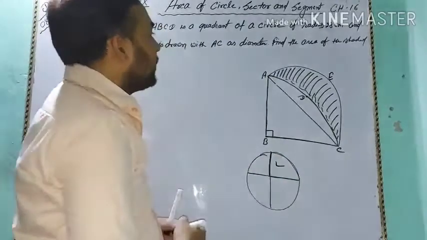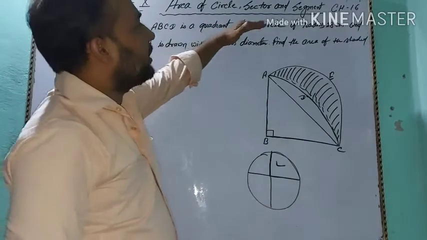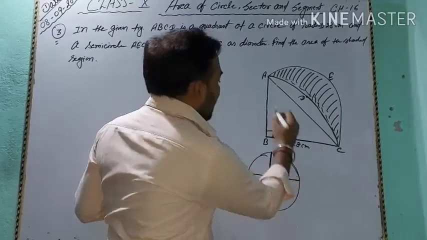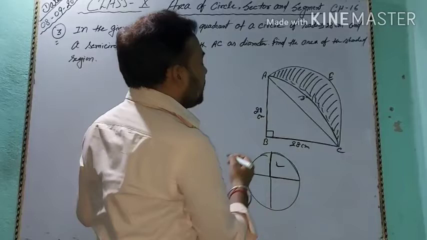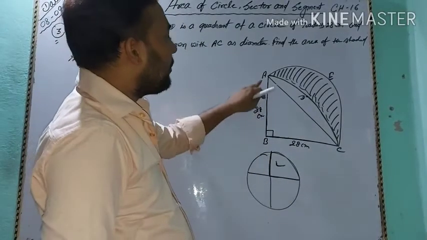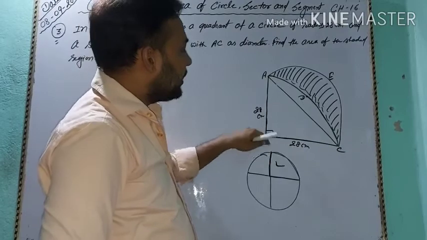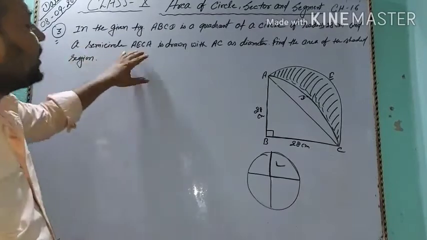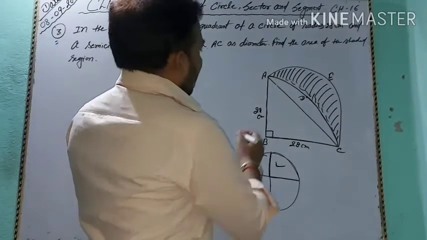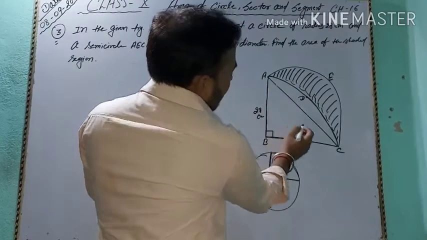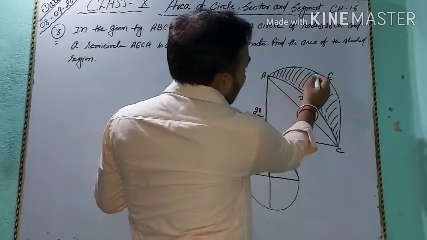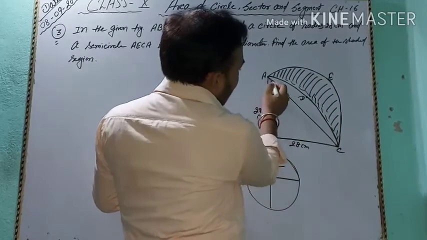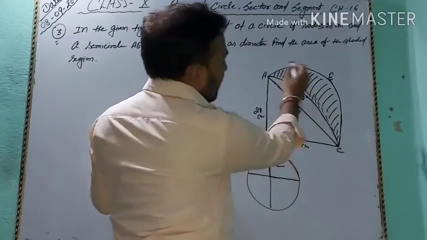Okay. For students, ABCD is a quadrant of a circle of radius 28 centimeter. It means BC equal to 28 centimeter and AB equal to 28 centimeter, because AB and BC are the radius of this quadrant ABCD of 28 centimeter, and a semicircle AECA. Okay, so this is the semicircle.